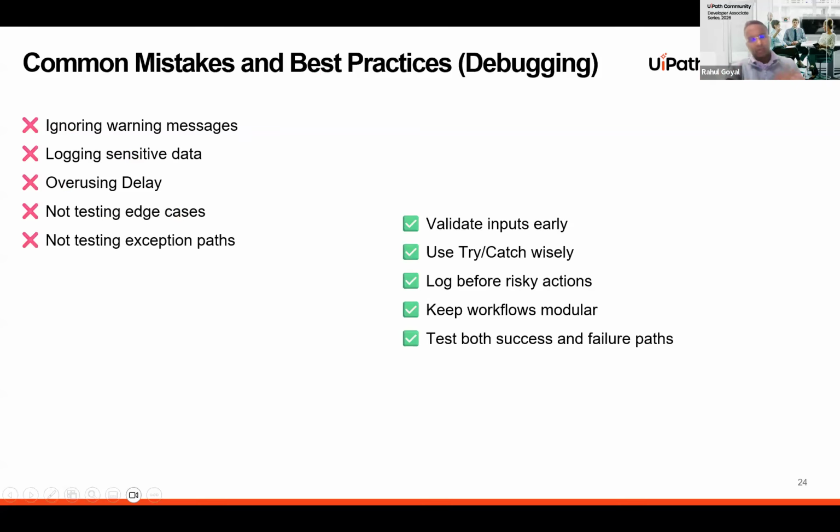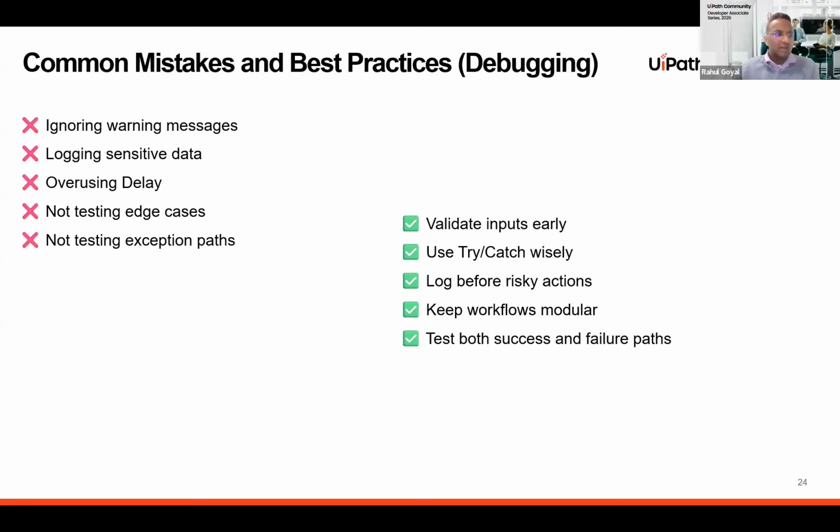Again, similar to exception handling, I just wanted to throw out the common mistakes and the best practices. A common mistake I've seen is that we sometimes ignore warning messages, but they could become fatal errors in the future. So you still want to pay some attention, even though it's a warning message. You should never log any sensitive data or overuse delays. Don't put in a delay of like 5 minutes. There should be real reasons why you're delaying something.